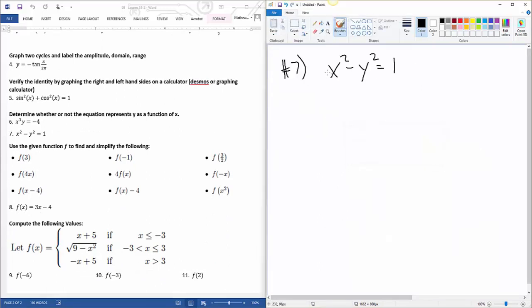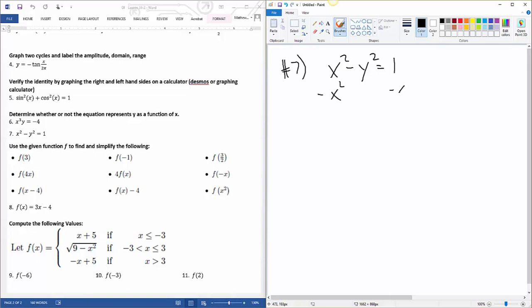So for number 7, x squared minus y squared equals 1. It says determine whether or not the equation represents y as a function of x. For us to determine it analytically, which in this instance means we're solving for it, we have to make sure that once y is by itself, it can't equal two different values, meaning it can't be a plus and it can't be a minus. So I have to get y by itself.